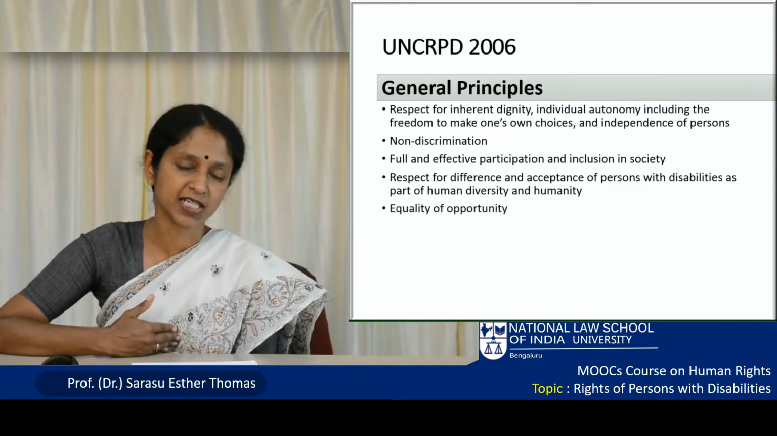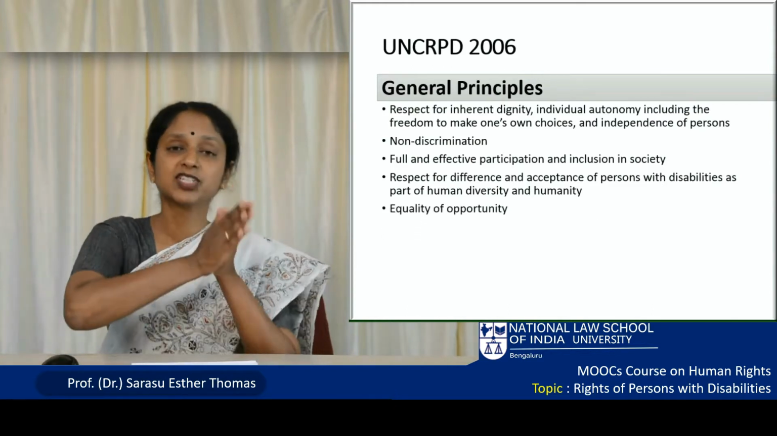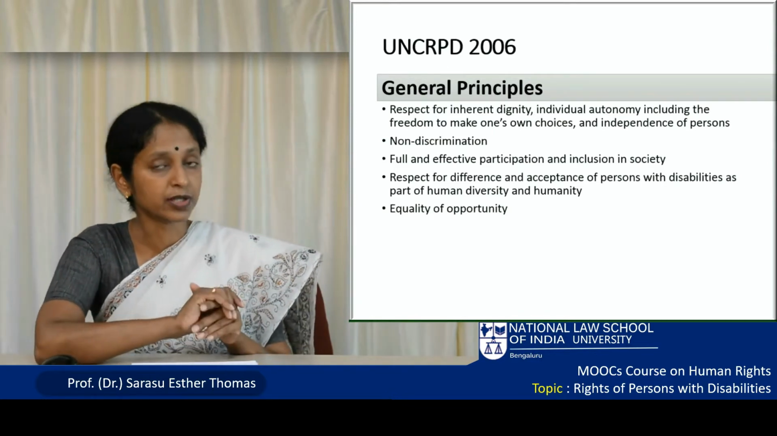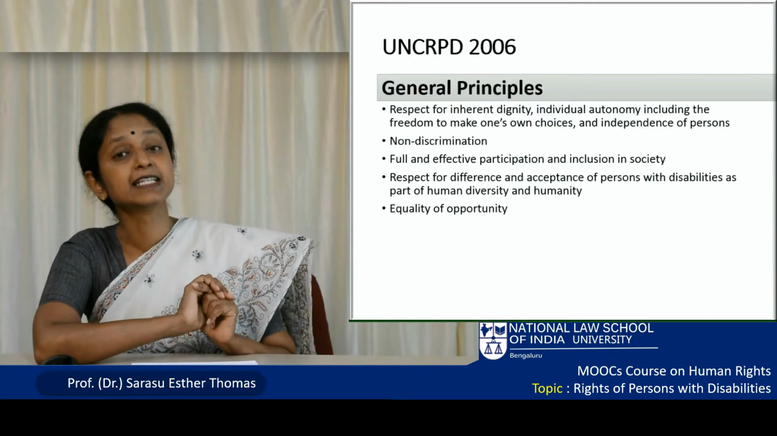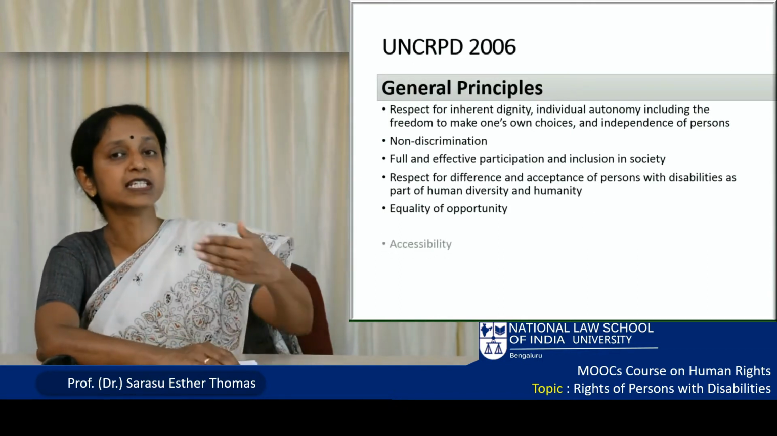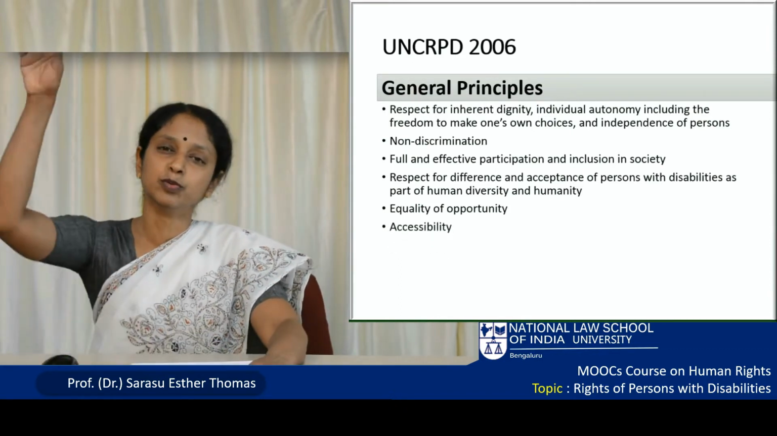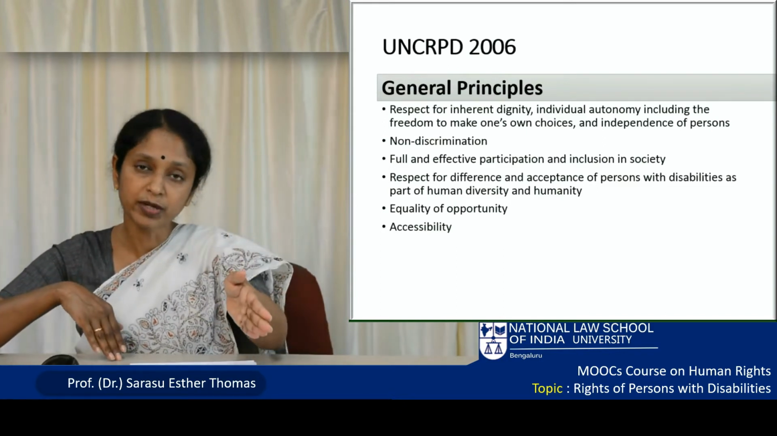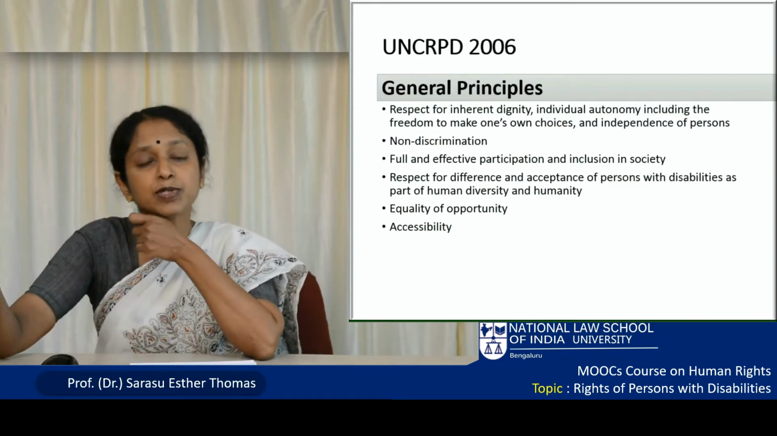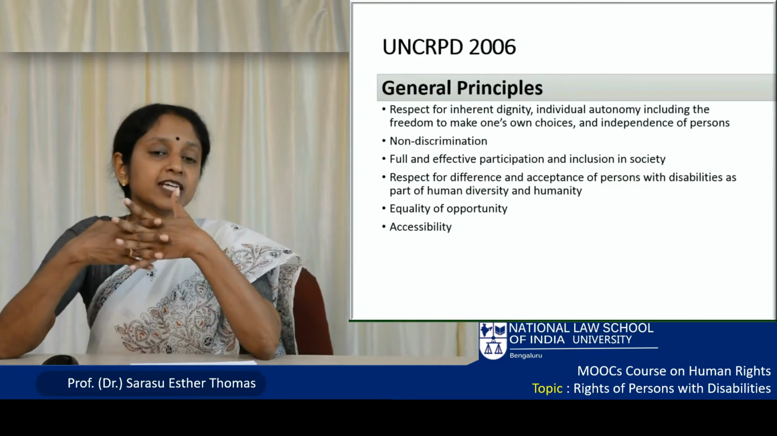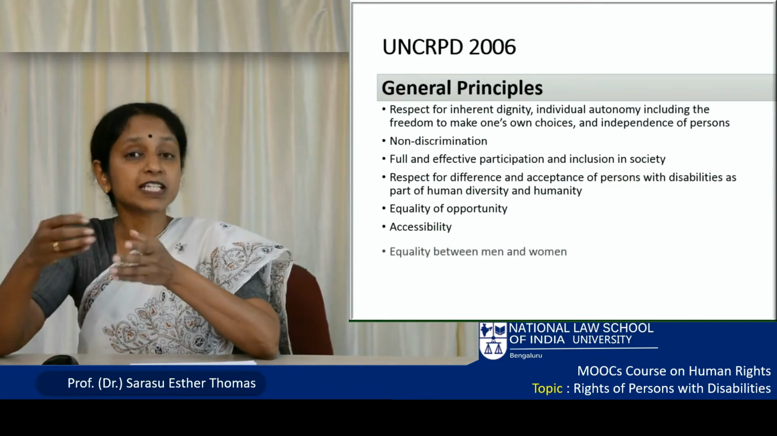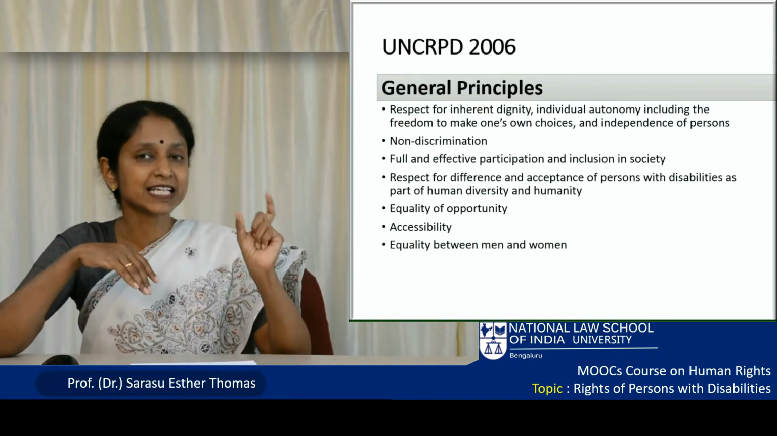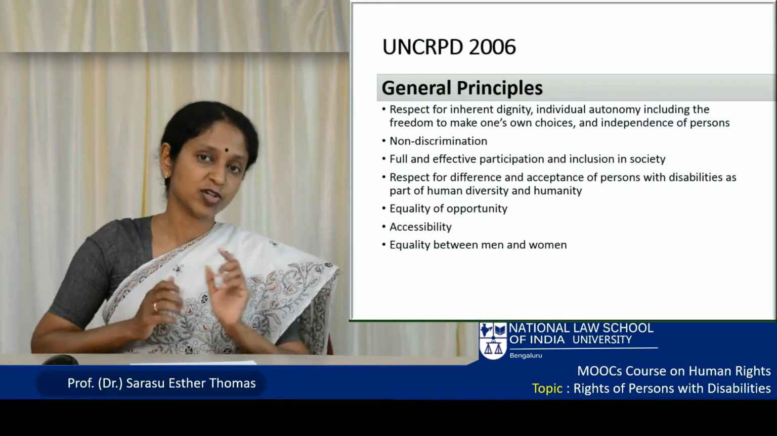Equality of opportunity. The jobs, educational opportunities, etc. should not be denied to them on the basis of their disability. Accessibility. Access to physical spaces, being able to go between floors of a building, for instance, being able to move on a road, being able to get into public transport, to be able to read books in a library, and so on. Equality between men and women, something that we will discuss when we look at intersectionality and the portion on gender.